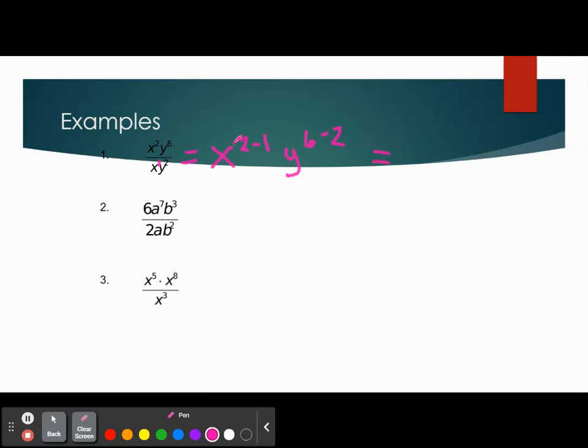All right, so x to the 2 minus 1. 2 minus 1 is 1, so it's x to the 1st power or just x. And 6 minus 2 is 4, so it's y to the 4th. So my answer is x times y to the 4th. That's way easier than that.